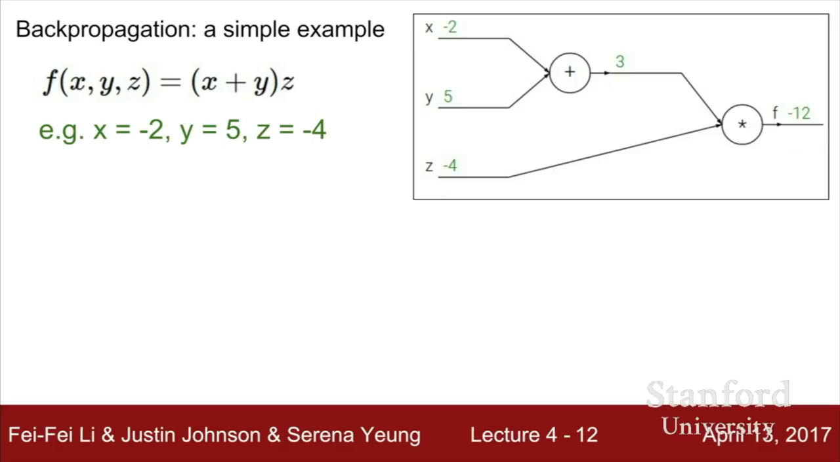And now we're going to do a forward pass through this network. Given the values of the variables that we have, so here x equals -2, y equals 5, and z equals -4, I'm going to fill these all in our computational graph. And then here we can compute an intermediate value. So x plus y gives 3. And then finally, we pass it again through the last node, the multiplication, to get our final output of f equals -12.